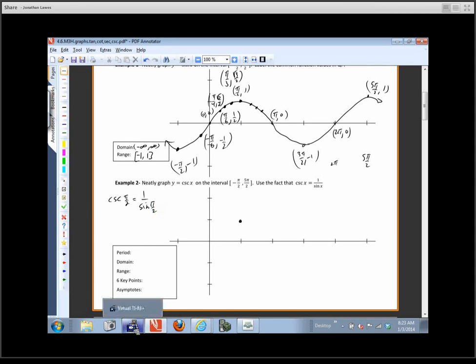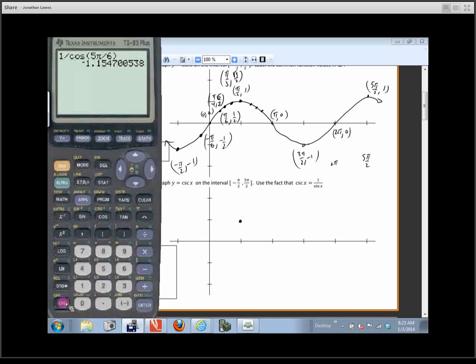I mean, we could do that really quickly if I just type in 1 divided by sine, and then I'm still in radian mode, so I'd do pi divided by 2. Tells me it's 1, right?